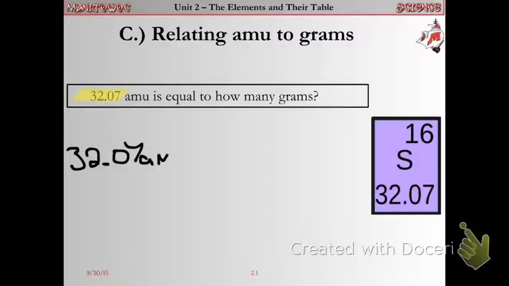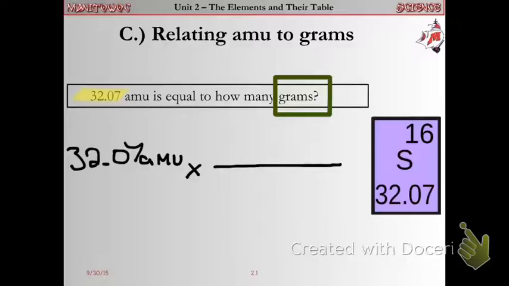32.07 AMU. Now, if you look at your notes, we had a blue conversion factor and a purple conversion factor. We had 2 of them on the previous slide. Only one of them is going to help us answer this problem. Now, here's the key. What we want at the end of the day is grams. How many grams? So I always ask the students, think about what you want to be left with at the end of the day. When you figure that out, take that unit and make sure that's on the top of your conversion factor.